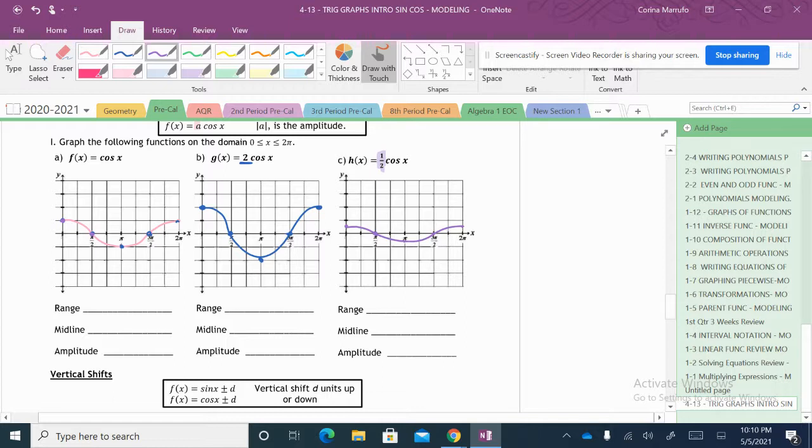Range. Now, range is how low our graph goes and how high our graph goes. So on our y-axis, this one goes as low as negative 1 and as high as 1. So it's from negative 1 to 1. The range for this one, the lowest that our graph goes is negative 2, and the highest that it goes is positive 2. All right, this next one, the lowest that it goes right here is negative 1/2, and the highest would be positive 1/2.